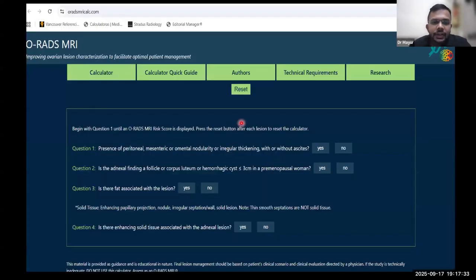The O-RADS calculator is a free tool available over the ACR website in the O-RADS section, where we have to answer a few questions about our ovarian case, and it would automatically generate an O-RADS score for us. It is a free tool available on the ACR website.